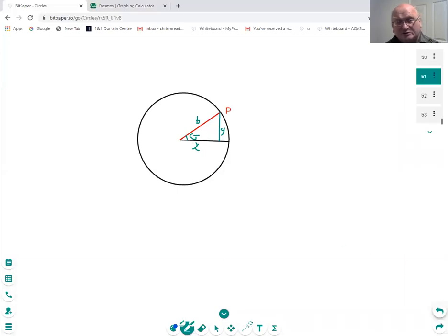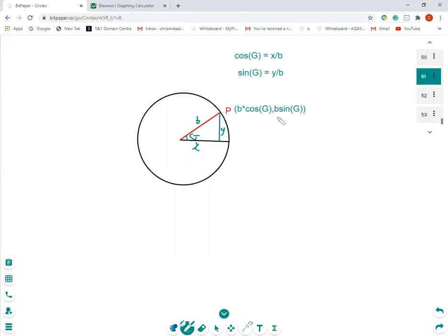So first of all, let's write down the two trig functions for the circle. Cos G equals X over B. That's just using the trigonometry in this triangle of the adjacent over the hypotenuse is the cosine of that angle. And similarly, we've also got sine G equals Y over B. And we can get values of X and Y at P by multiplying both sides by B. So we get X equals B cos G and Y equals B sine G. So the coordinates of that point P are B cos G, B sine G.